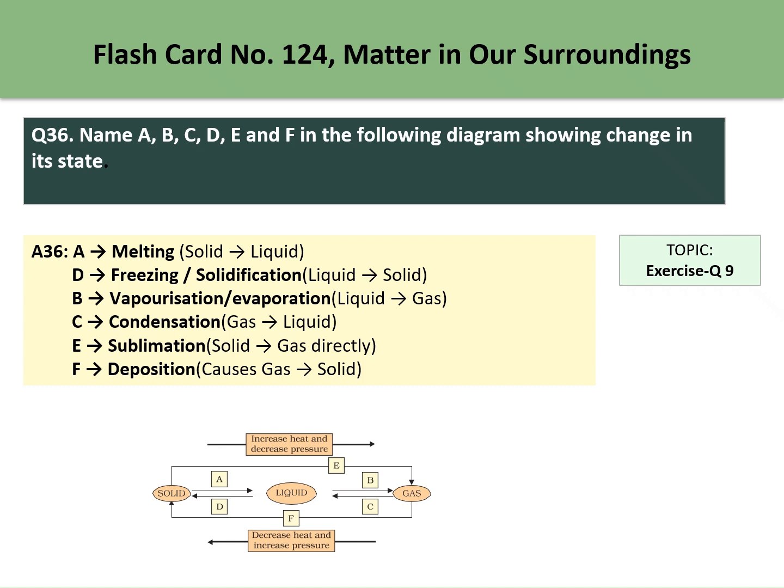A. Melting, solid into liquid. D. Freezing or solidification, liquid into solid. B. Vaporization or evaporation, liquid into gas. C. Condensation, gas into liquid. E. Sublimation, solid into gas directly. F. Deposition, gas into solid. Thus, A, B, C, D, E and F show different processes involved in change of state of matter.